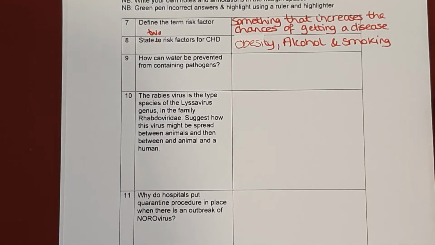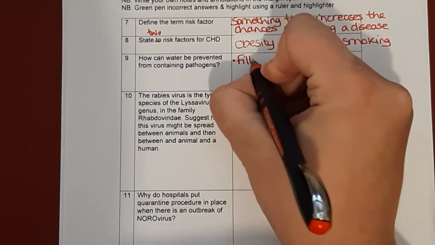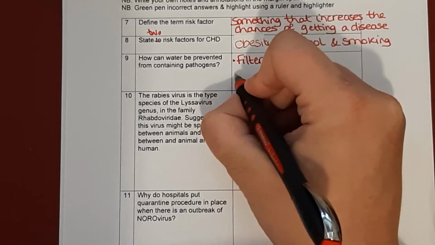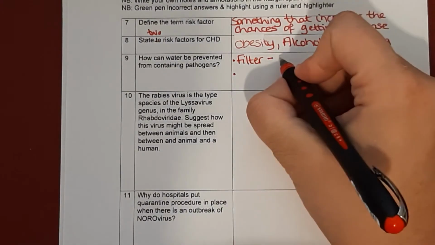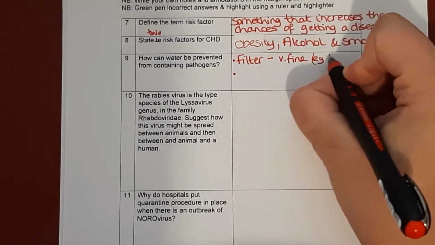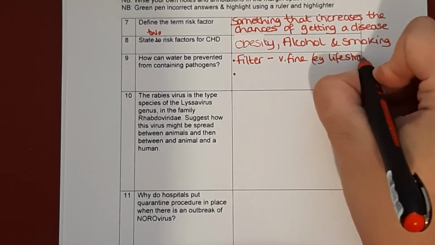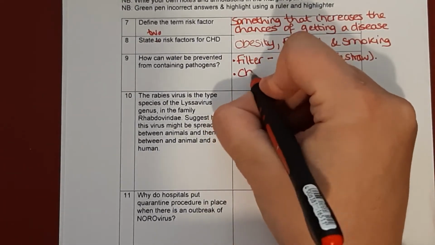Question 9, how can water be prevented from containing pathogens? You can chemically sterilise and treat it, such as using chlorine, ozone, or UV radiation, or alternately you can filter it. When you say filter, it needs to be through very fine, e.g. life straw. It's recommended that the answer you give instead would be that you chemically treat it.